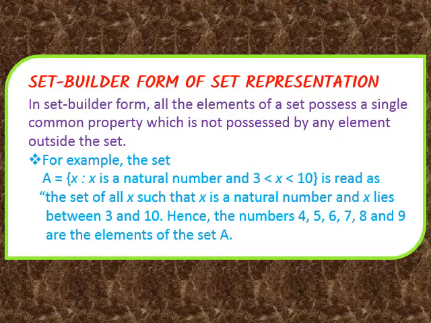I have given an example. We have a set with x. Now look at the bracket. x means the element. That double dot means such that x is a natural number and x lies between 3 and 10, that is 3 less than x less than 10. Now we read it as the set of all x such that x is a natural number and x lies between 3 and 10. So the numbers will be 4, 5, 6, 7, 8 and 9.